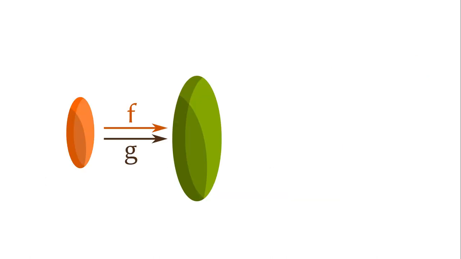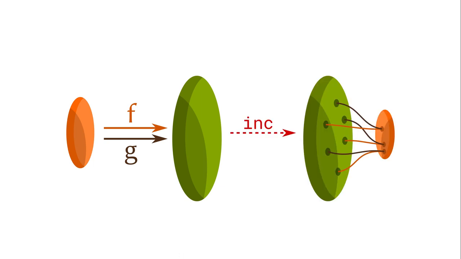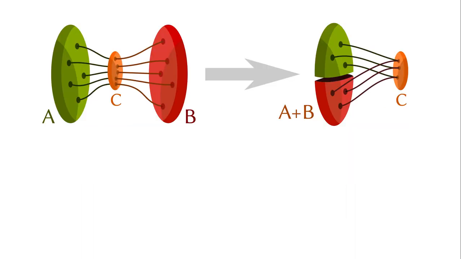In terms of category theory, you start with two parallel morphisms, and the coequalizer is the most general solution to make two morphisms equal after post-composition with the inclusion. This is why they're called coequalizers. Pushouts and coequalizers are equally powerful.